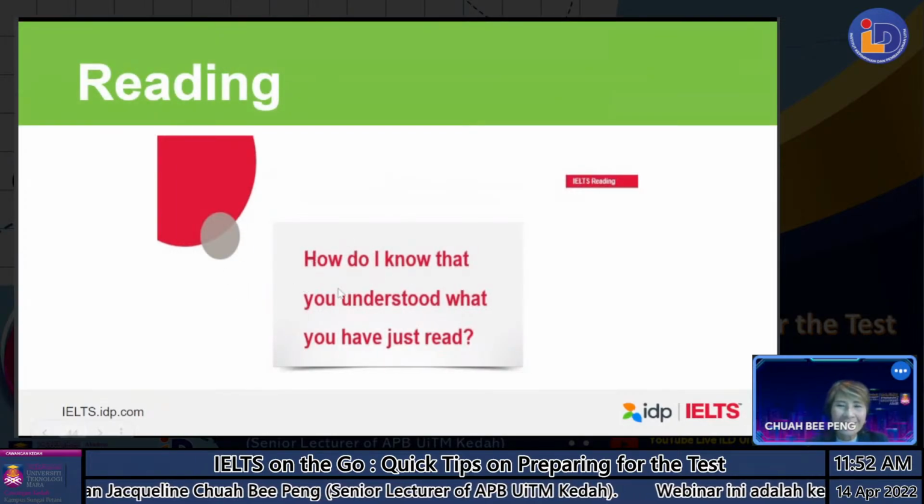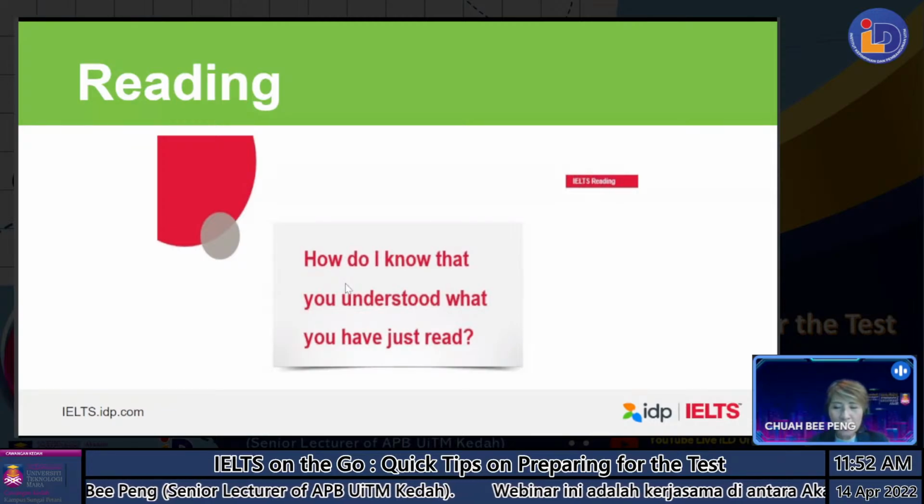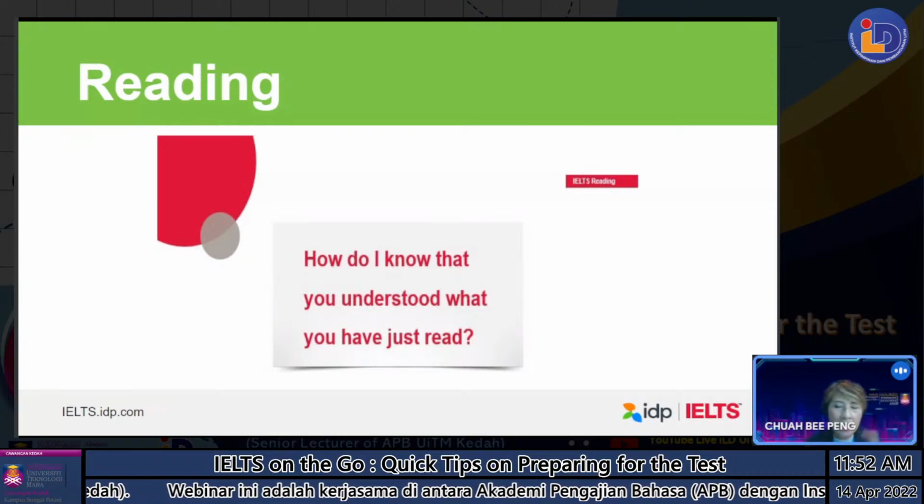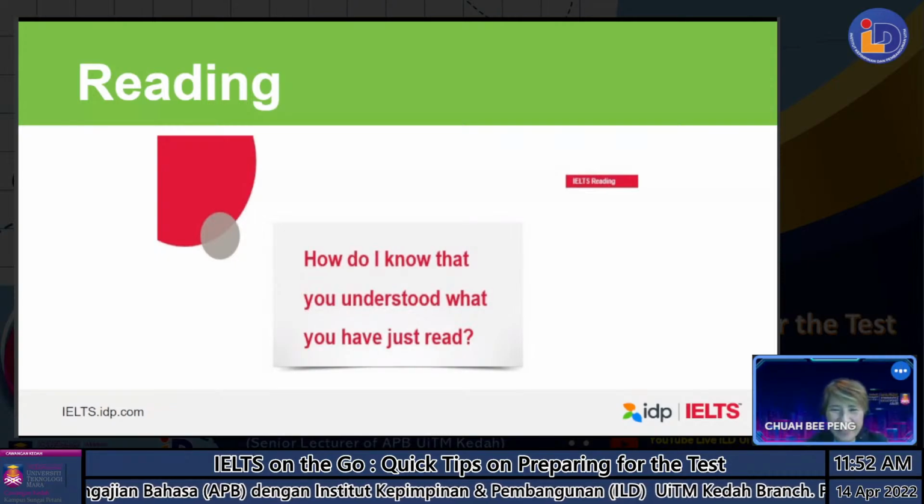How nice. Yeah. So usually when I have a workshop of mixed participants, some with general training and some with academic, all the academic candidates will be very envious of the general training test takers because they have an easier life.